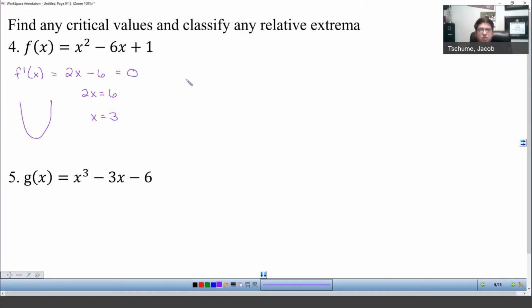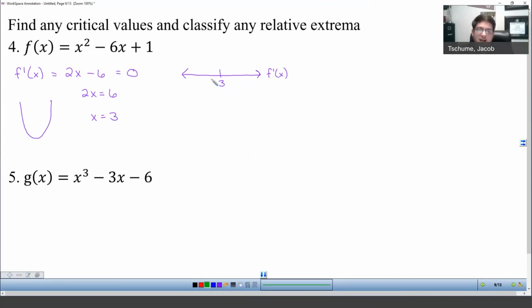But just to be official in how we check this, if you want to find out officially if this is a max or a min, we are going to draw what I call a first derivative line graph. And on that line graph, I'm going to plot the critical number that we just found.